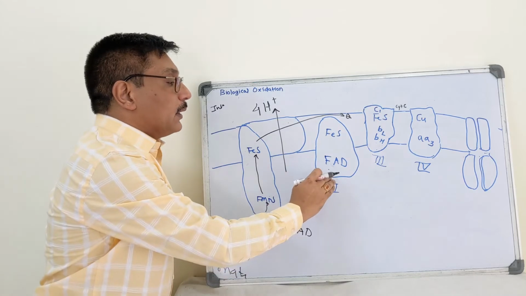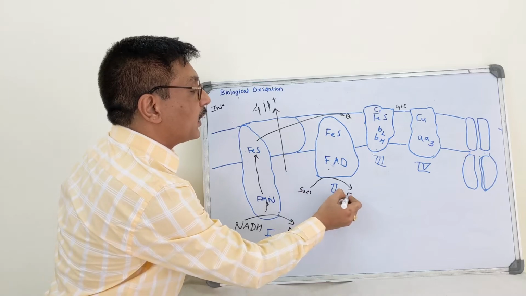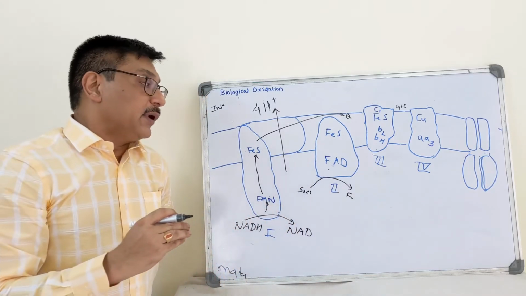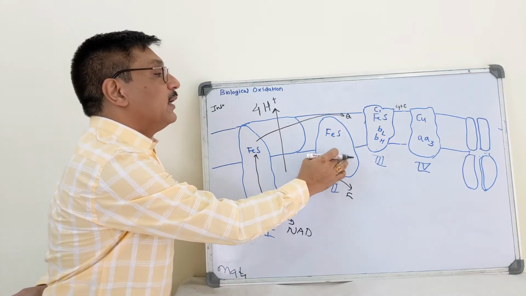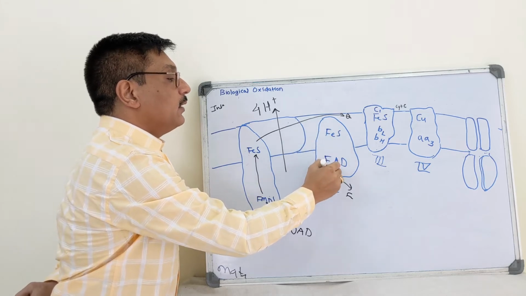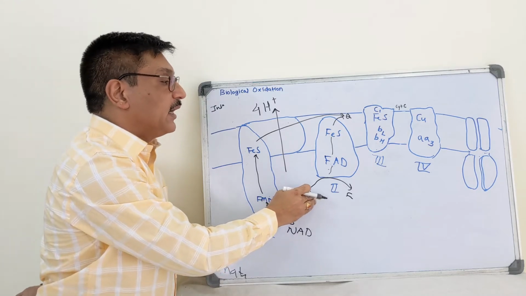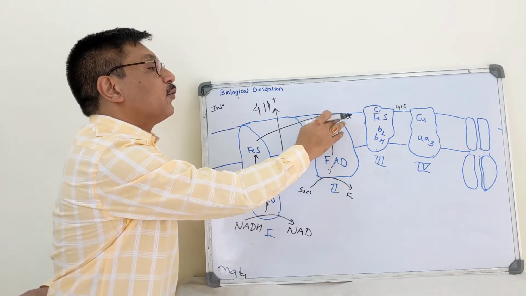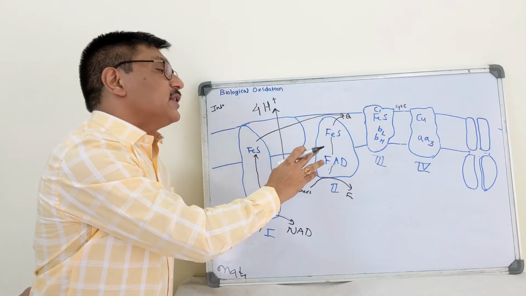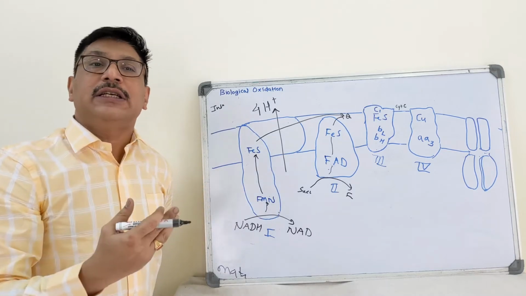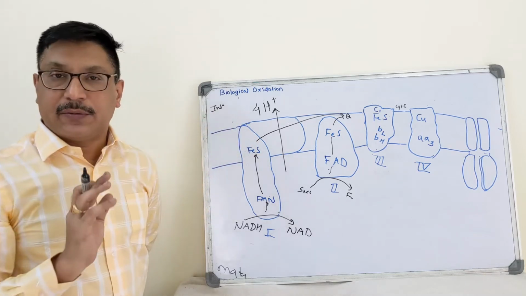In case of complex 2, succinate is converted to fumarate, FAD is converted to FADH2, then electrons are transferred from FAD, then iron sulfur proteins, and then Q. So electrons are transferred from the substrate succinate to FAD, then iron sulfur protein, then Q. This reaction does not generate energy sufficient to pump the H+ ions in the intermembrane space.